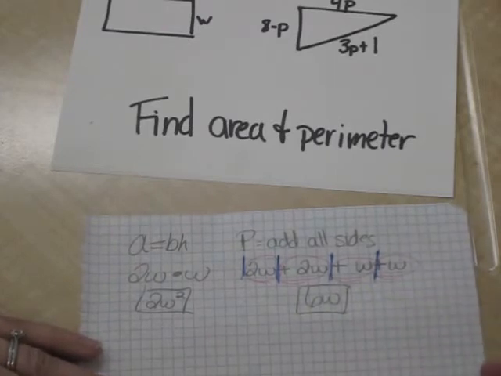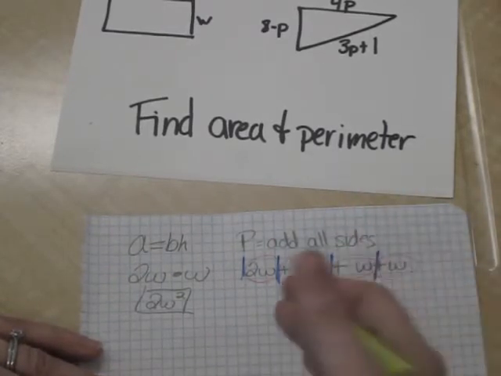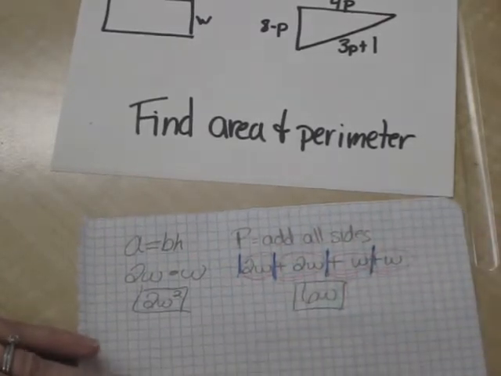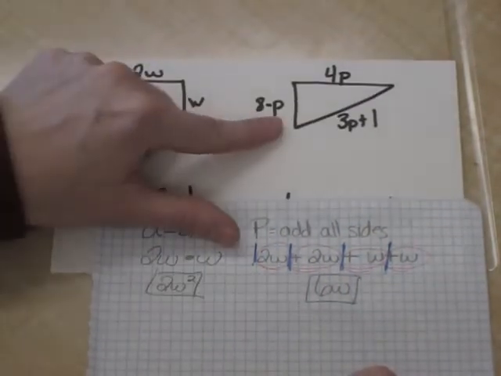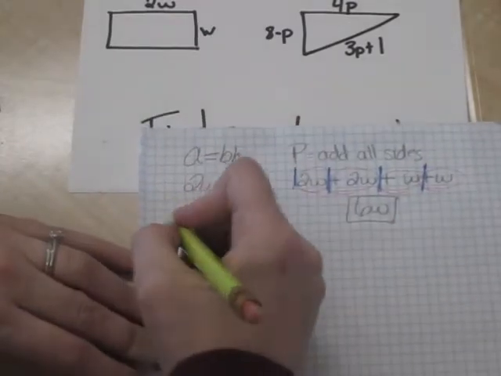Whatever the value of w might be, in this case I don't solve for w. I don't know what w is. I'm just simplifying the expression. So now let's try our triangle. This time let's start with perimeter.